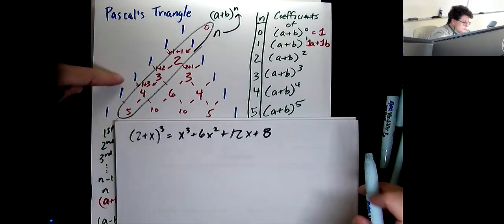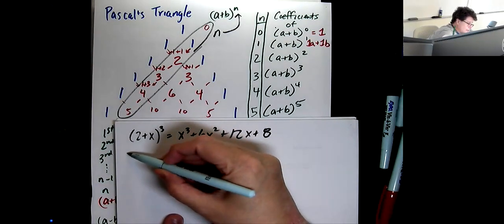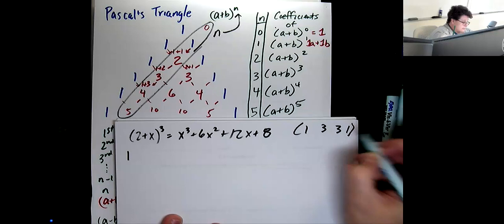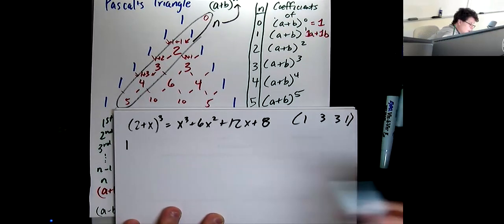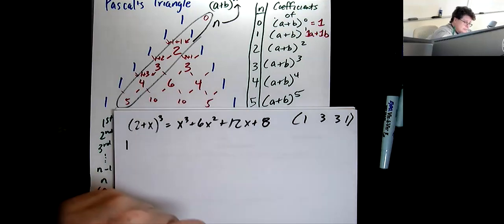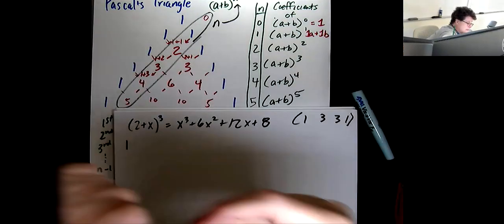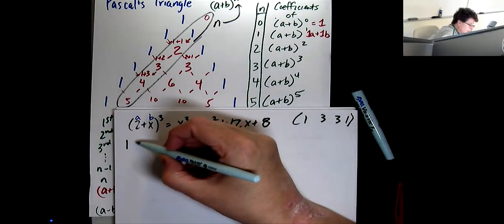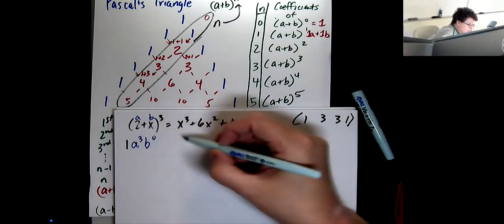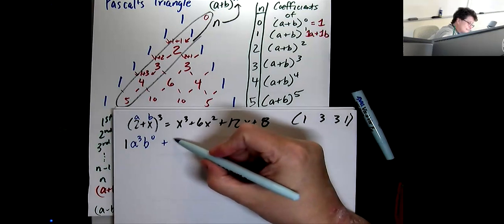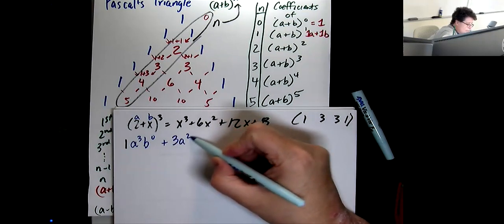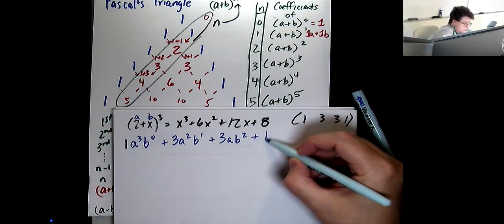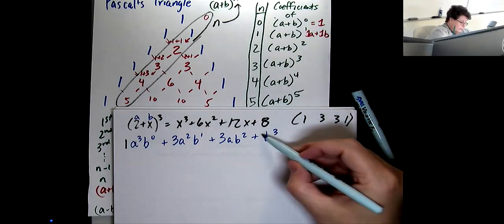Which tells me if we're doing a cube, I should have a 1, then a 3. I'm doing the 1, 3, 3, 1 row. That's what it's telling me right now. So this is my A and this is my B. I start off with A to the max power, B to the 0, and I'll fill in what I have in a second. 3a squared b to the first power plus 3ab squared plus b cubed with a 1.